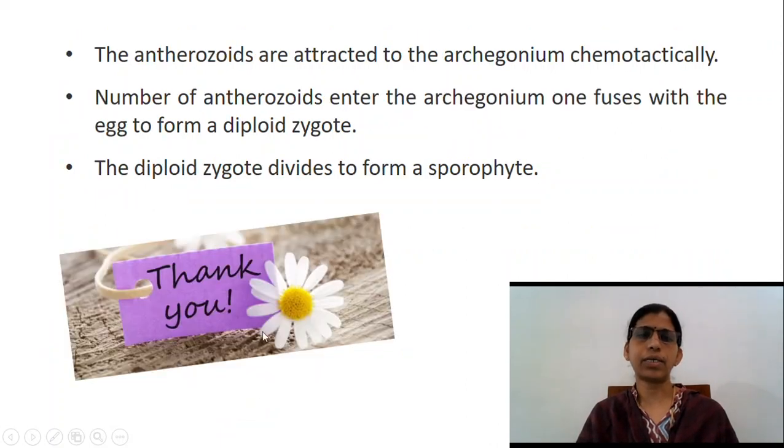The antherozoids are attracted to the archegonium chemotactically. A large number of antherozoids enter the neck of the archegonium, but only one fuses with the egg to form a diploid zygote. The diploid zygote represents the first cell of the sporophytic generation and divides to form a sporophyte.